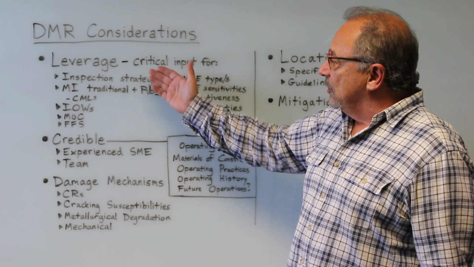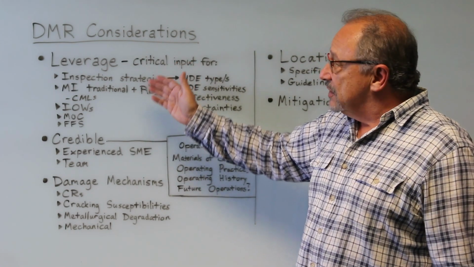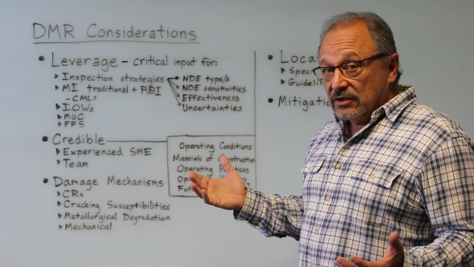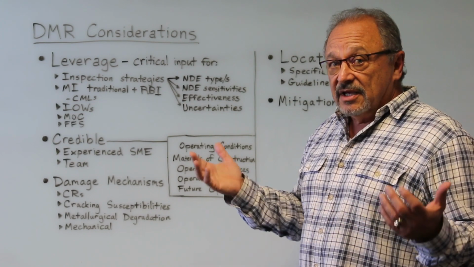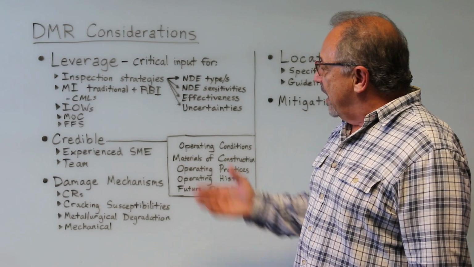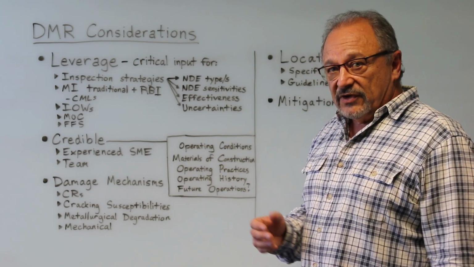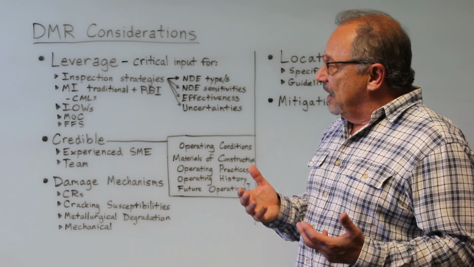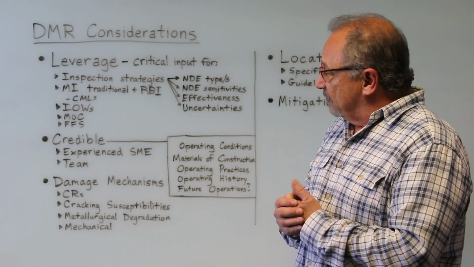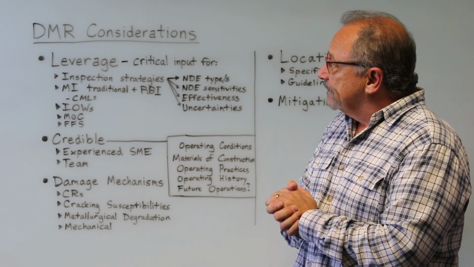And keep in mind that we're looking at inspection strategies. So the damage mechanism tells us, how do I need to look? Maybe it's visual inspection, maybe it's ultrasonics, maybe it's a combination of many methods. And they also help us understand the uncertainty in being able to find that damage in conjunction with the inspection methods that I'm looking at.